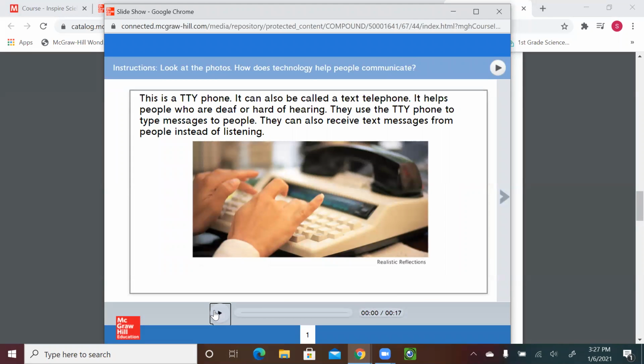So as we see, the TTY phone is a phone that you can text people on, and those people cannot hear. So I cannot use the phone and call the people because they cannot listen. Instead of listening, they can read, send a message, and see the message. All right, so let's see.